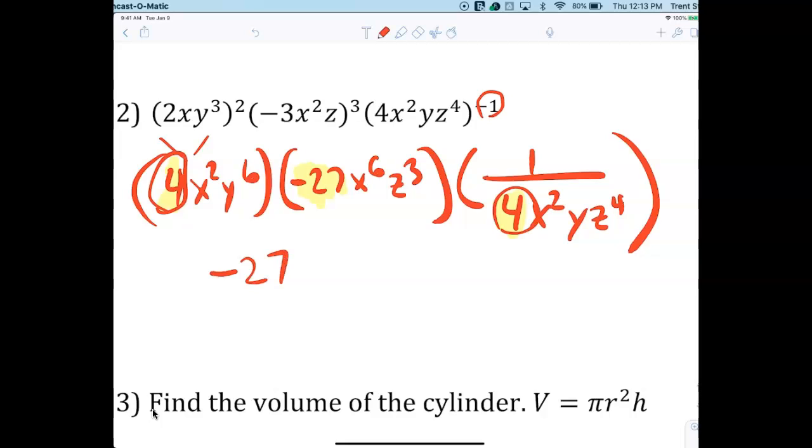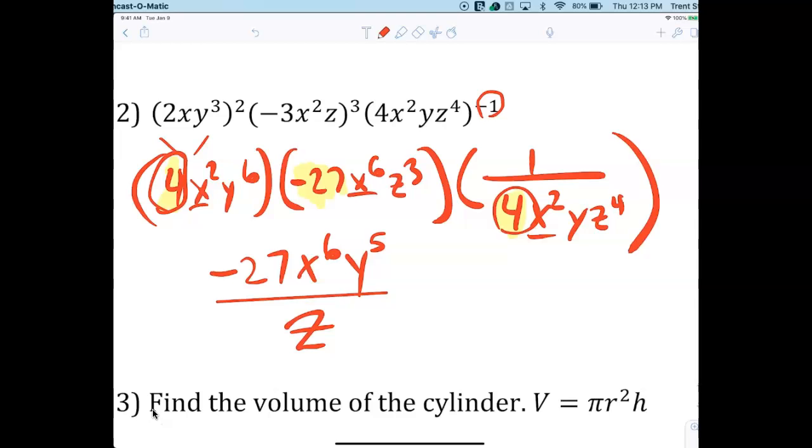How many x's are on the top? 8. How many are on the bottom? 2. So that leaves me 6. Good. How many y's on the top? 6. How many on the bottom? 1. So that leaves me 5. How many z's on the top? 3. How many on the bottom? 4. So that leaves me 1 on the bottom. Yeah, that's your answer. That's it. All right, so everybody agree with that?